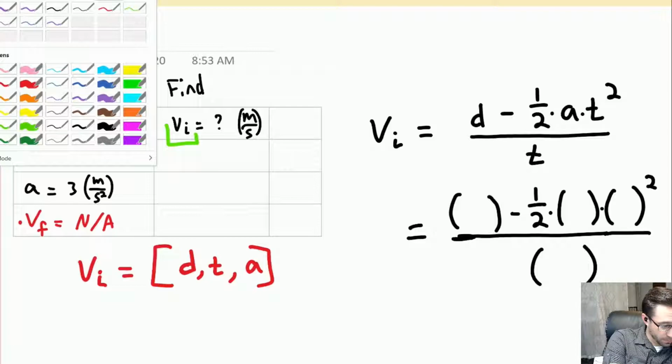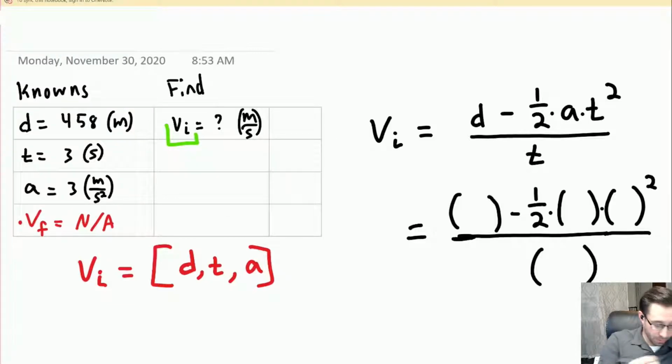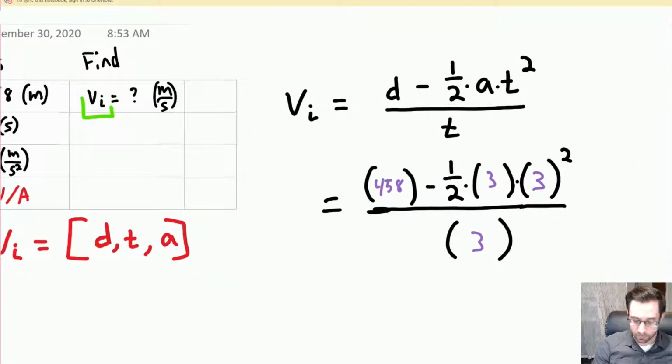All right. Now I'm going to plug in the values. So the value for D is right here, the 458. So 458. The acceleration was 3. The time was 3. Any questions so far? All right.